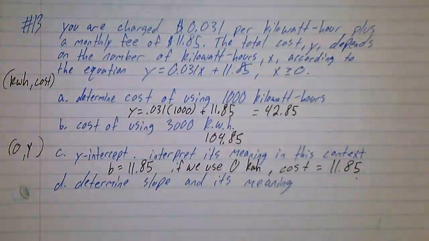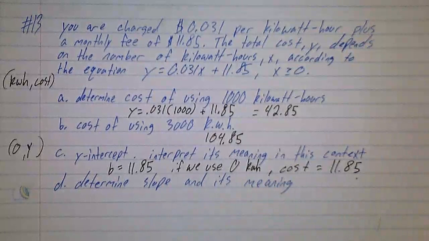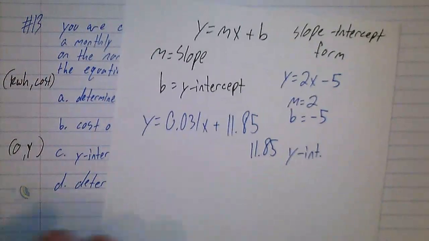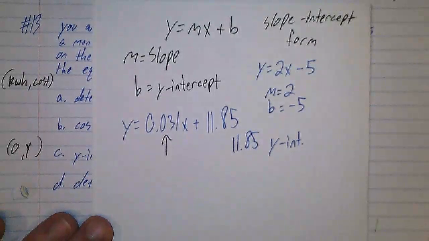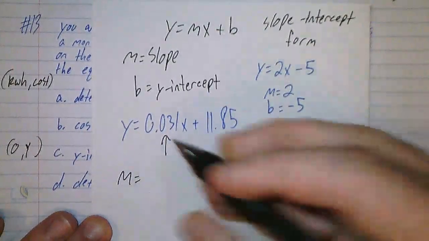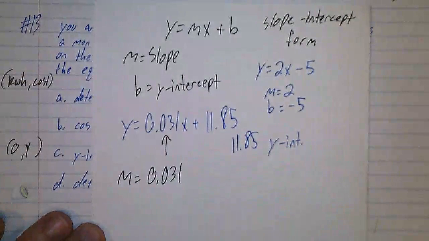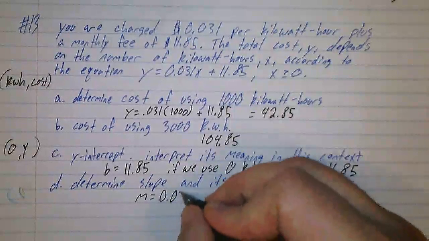Because that $11.85, we are charged that regardless of the number of hours used. And then determine the slope and its meaning in the context. Again, slope is what's in front of the x. So here, slope for m is 0.031. And what does that mean in the context of the question?